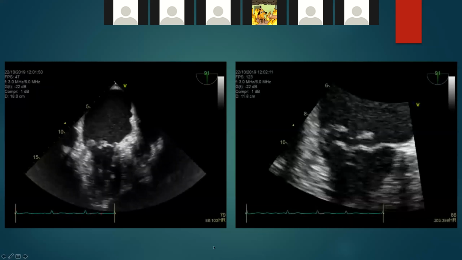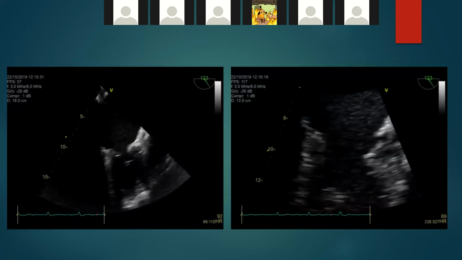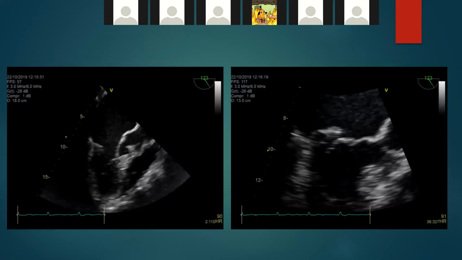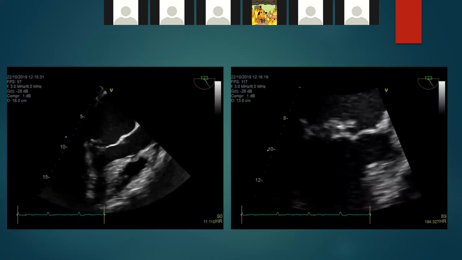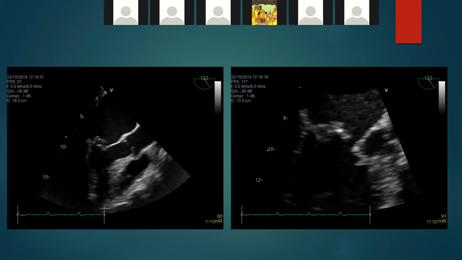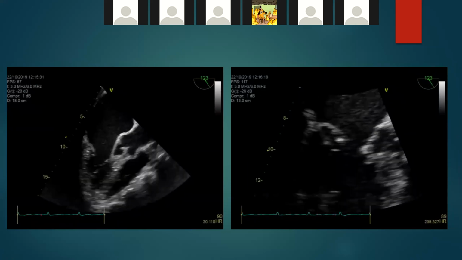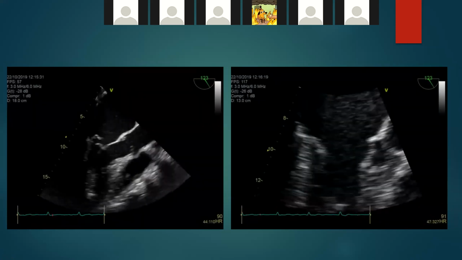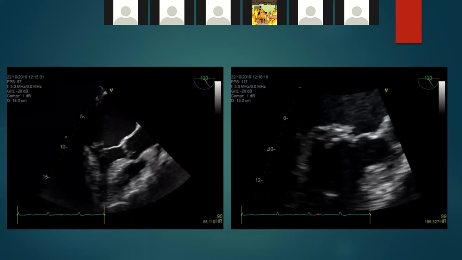And the last one. So this is the long axis view. Again, the mobile echo density is apparent and appears to be associated with the posterior leaflet. I'm going to ask that. Sorry, which scallops? No, I'd be guessing. I don't know.